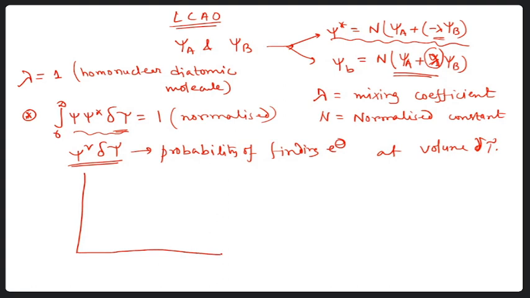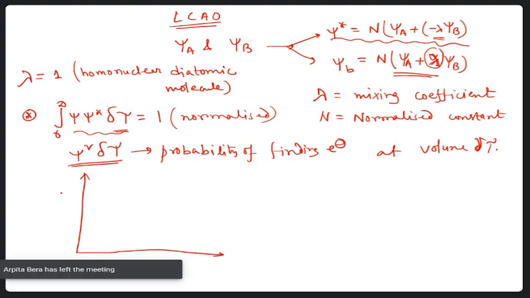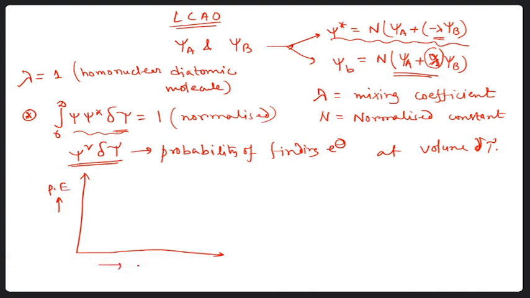Now, if someone asks you to draw the potential energy diagram for the bonding and antibonding, suppose this is the potential energy, P, and this is the radius from the nucleus to the orbital, and there are two orbitals. Suppose you may consider this is psi A, and another orbital is psi B. This is for atom A, this is for atom B. We know that psi has no meaning, but psi square has meaning. So now what can we see?